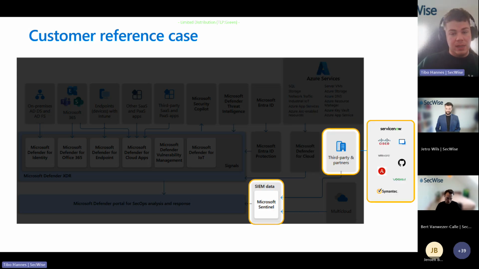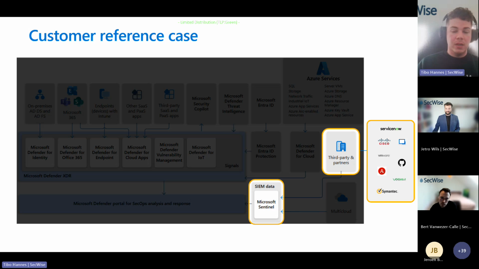And then lastly, as said earlier, there were a lot of third-party log sources that needed to be onboarded into Microsoft Sentinel. In this case, we will help you with that. We will onboard the third-party resources. We can even make some analytic rules if necessary. Think about here, we onboarded ServiceNow, Cisco ASA, the vCenter, Veeam, Ansible Tower, GitHub. Those are some of the sources we already did.